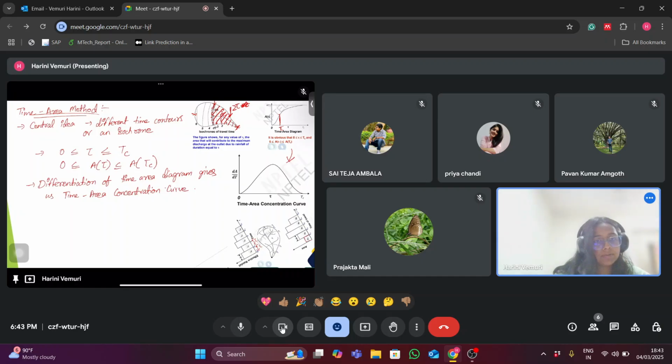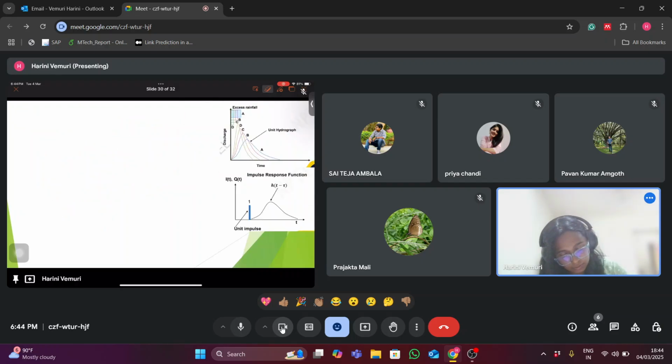Suppose from 0 to t1 time step, A1 area is contributing to the runoff, and the rainfall that is occurring is I naught. Similarly from T1 to T2, A2 area is contributing. Like that, the overall runoff is calculated by Qi equal to, at each time step. The time step is i. Sorry, let me write this equation clearly.